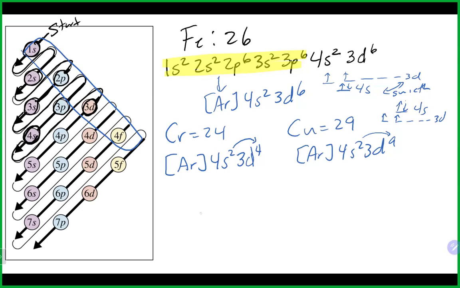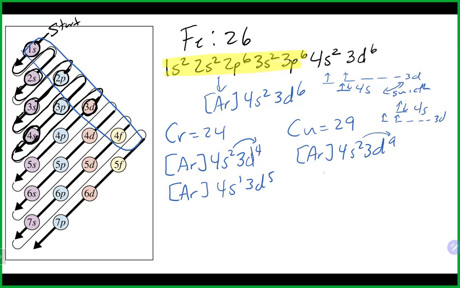So the correct configuration for chromium is argon 4s1 3d5. And what that essentially does, if you think about the boxes we were drawing, is put an electron in each of the d orbitals, all heading in the same direction, and it makes it really more stable. Anytime you can get the electrons all going in the same direction, like those arrows pointing in the same direction, it helps with stability.